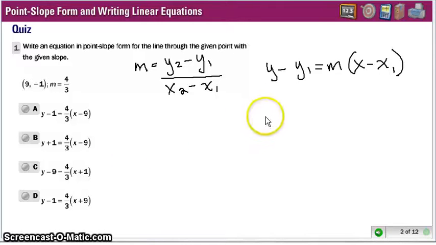Alright, for point slope form, there are two equations that you really need to know. First is the equation for slope, m equals y2 minus y1 divided by x2 minus x1. And the second equation is your point slope form, y minus y1 equals m times x minus x1.